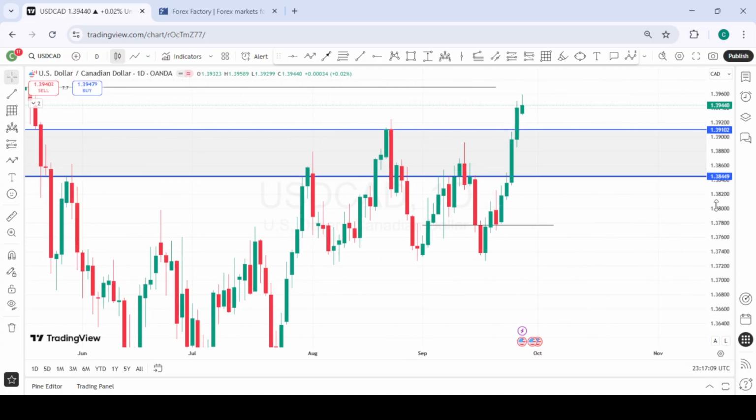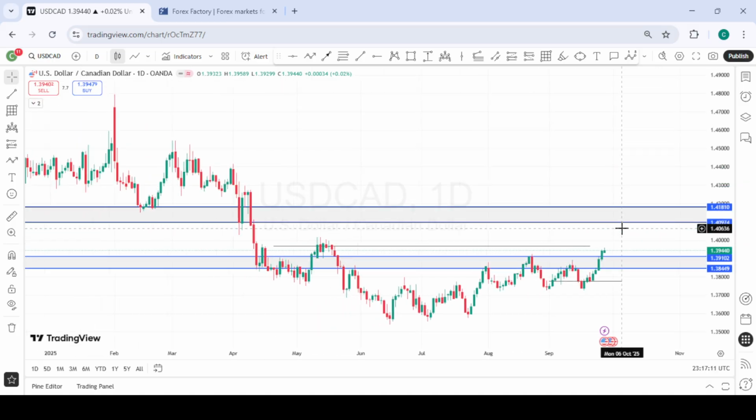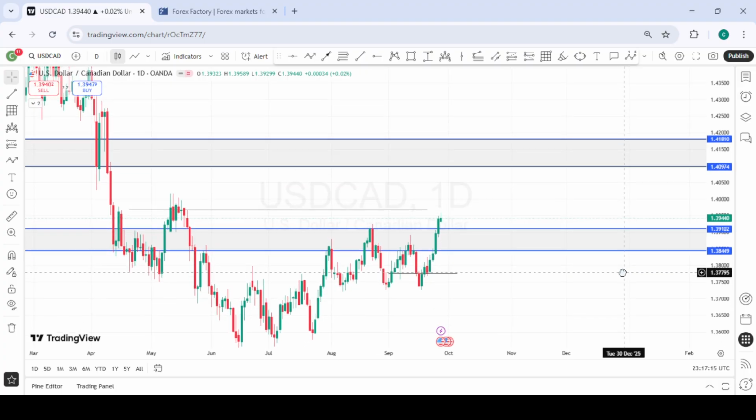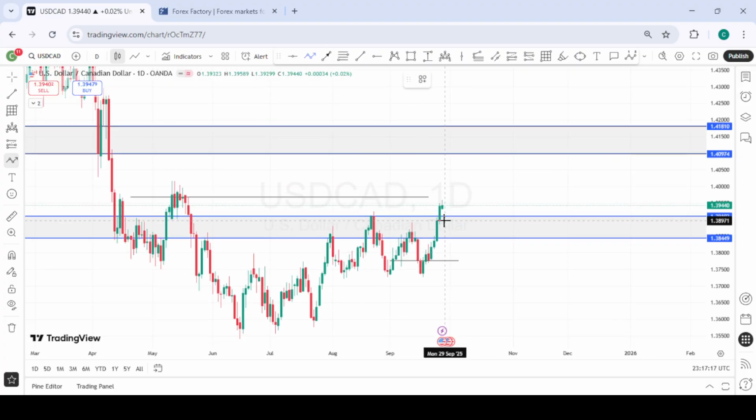We have here USDCAD, and USDCAD is also extremely bullish now, and we're looking forward to a possible pullback into this area of interest for the coming week. You look for buying opportunities and continue the buys to the upside.